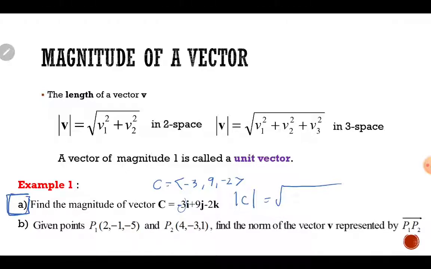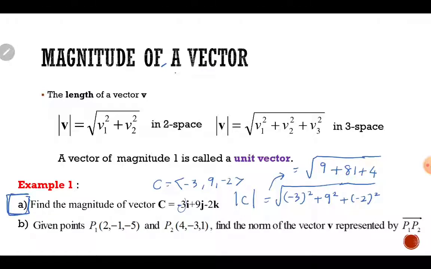So the magnitude of C will be -3 squared plus 9 squared plus -2 squared. The answer is 9 plus 81 plus 4. So how much is that? 94, right? 9 plus 81 is 90, plus 4 is 94. Meaning square root of 94. You don't need to press the calculator. You may leave your answer like that. Okay, that is the answer for A.